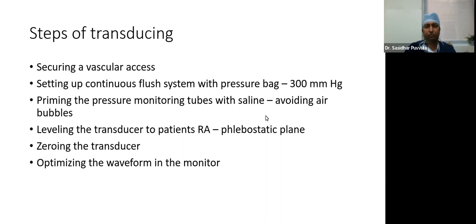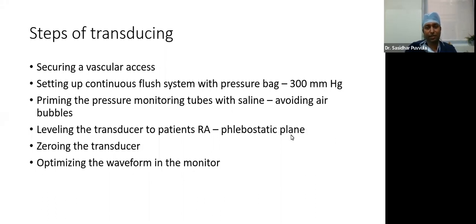So when we connect a pressure bag to the continuous flush system, the normal indicated pressure is around 300 millimeters of mercury. It should always be above systolic pressure. Ideally speaking, it should be around 300 millimeters of mercury. The priming of tubes: all the pressure monitoring tubing system should be primed with saline, and we need to be careful to avoid any air bubbles in the system.